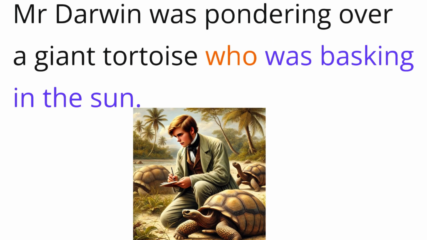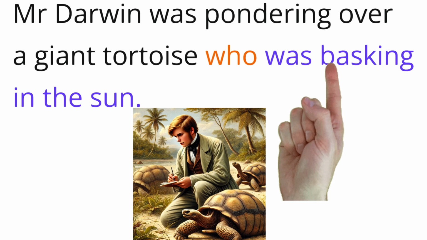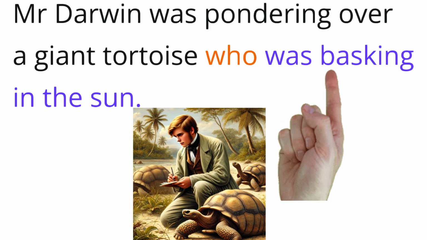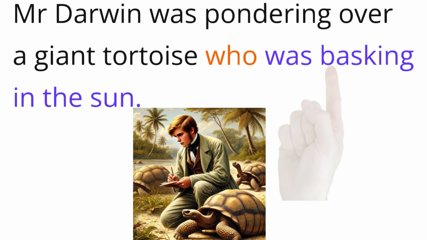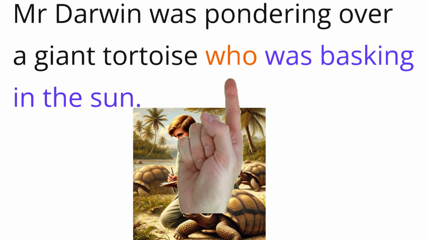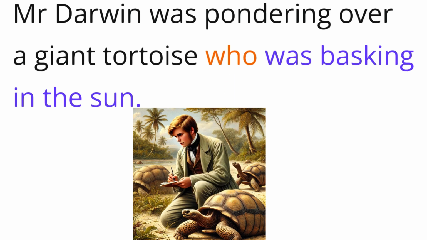Mr. Darwin was pondering over a giant tortoise who was basking in the sun. In this example, who was basking in the sun provides more information about the tortoise. The relative pronoun who is used to connect the relative clause to the main clause. A relative clause is a type of subordinate clause.